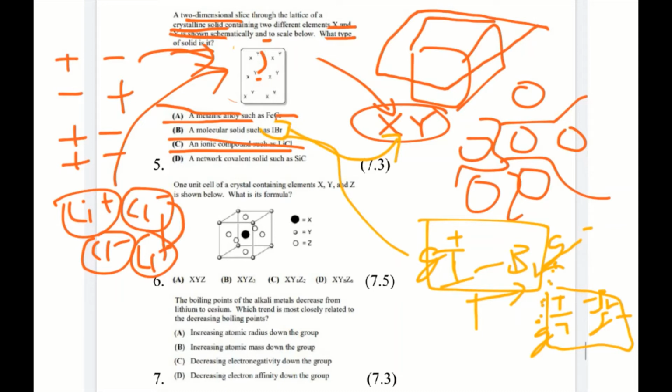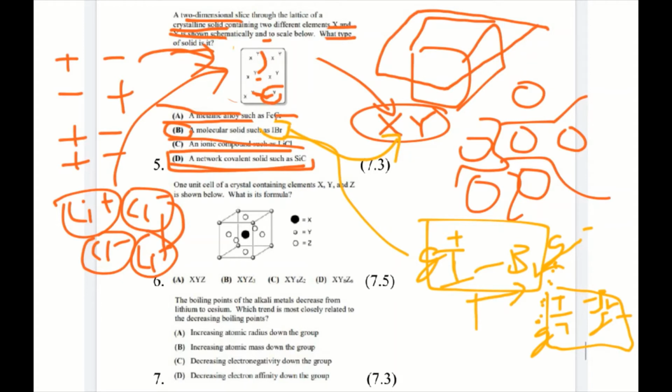Now what about D, a network covalent solid such as SiC? Now the problem I have with this is that in a network covalent solid, there are covalent bonds, and these covalent bond lengths are typically around the same. And in this image, you can see that the distance between the X and Y here is like that much, while the distance between the X and Y here is like 3 times as much, and covalent bonds generally don't differ by that much. And because of that, I don't believe that this is a network covalent solid, and therefore the answer should be B.